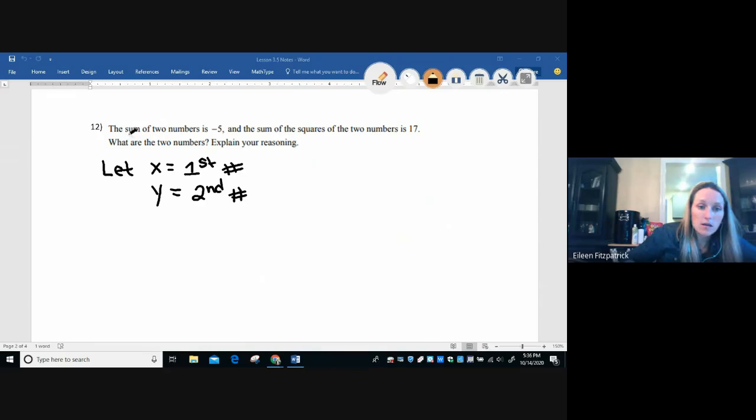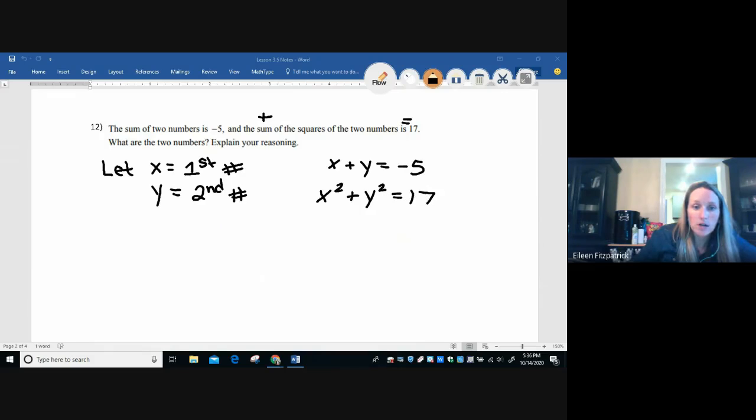So it says the sum, meaning addition, of two numbers is, means equals negative 5. So x plus y equals negative 5 is how you turn that into an equation. Then it says, and the sum of the squares of the two numbers, so sum still means addition, square, we know what that looks like, right, equals 17. So that would be x squared plus y squared equals 17. What are the two numbers?